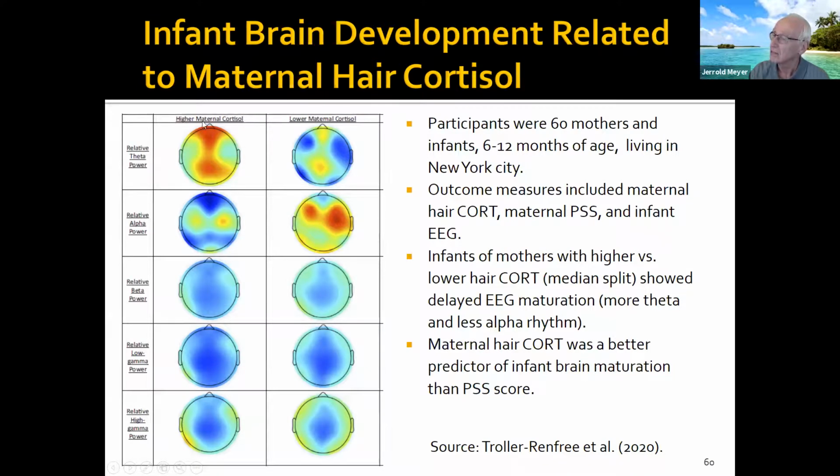So the difference here is that when we did a median split of the mother's hair cortisol, so these are the mothers in the lower half of their hair cortisol, mothers in the higher half, and comparing on average their infants. We see that the mothers in the high hair cortisol group, their infants show a delayed transition from theta to alpha, indicating a delay in their brain maturation of this sort. So this is just one example of the power, the usefulness of hair cortisol in developmental studies.